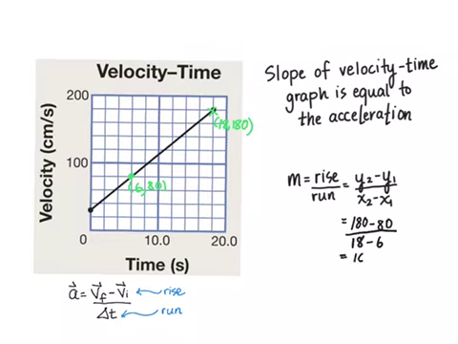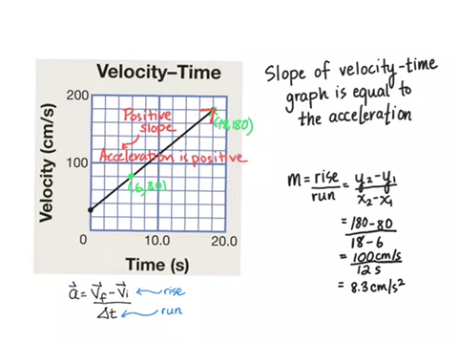So we end up with 100 divided by 12, and the units on our numerator are centimeters per second, and on our denominator are seconds. And we get 8.3 centimeters per second squared. And if we look at this graph, we'll notice it has a positive slope. So it's pointing up and to the right. That is a positive slope, which means that our acceleration is going to be positive. So our object is speeding up in a positive direction.